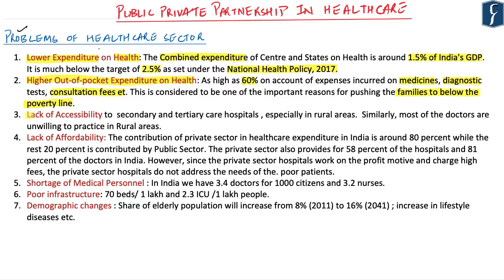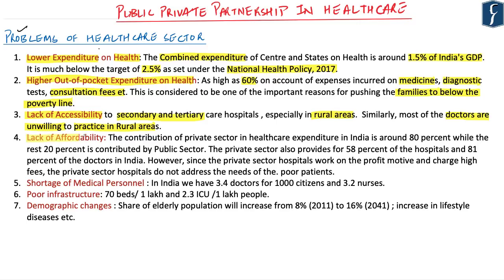Third problem is the lack of accessibility, especially to the various secondary and tertiary care hospitals in the rural areas. Now, most of the secondary and tertiary care hospitals are located in Tier 1 and Tier 2 cities and are not found easily in the rural areas. Hence, people living in the villages and the rural areas find it very difficult to access secondary and tertiary care. Moreover, it is not just the hospitals, even doctors are very unwilling to go and practice in the rural areas. This too leads to lack of accessibility to healthcare.